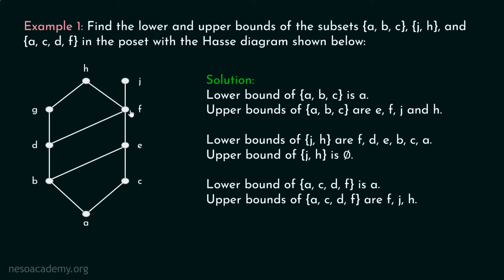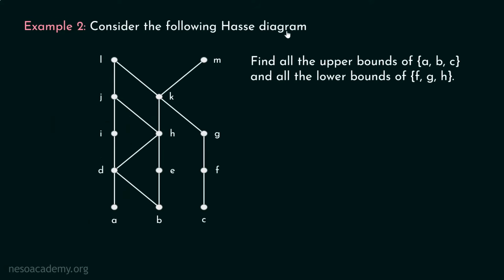Let's consider example 2. Consider the following Hasse diagram. This is the Hasse diagram which we are provided with. Find all the upper bounds of A, B, C and all the lower bounds of F, G, H. We have to find all the upper bounds of this particular subset and all the lower bounds of this subset F, G, H. Okay. Let's see the solution.